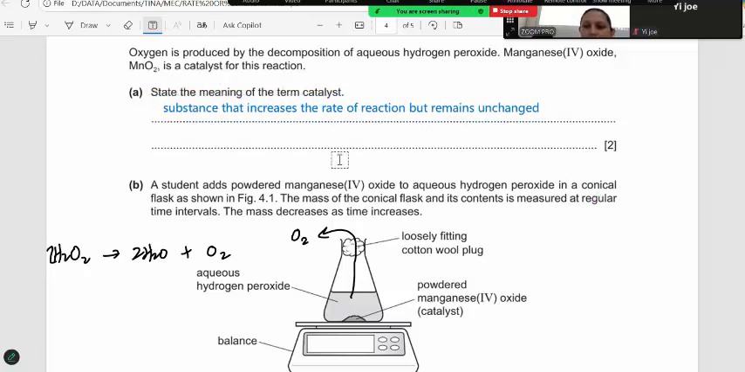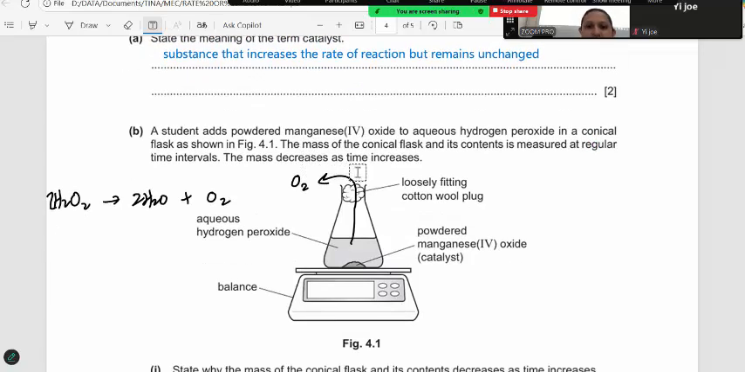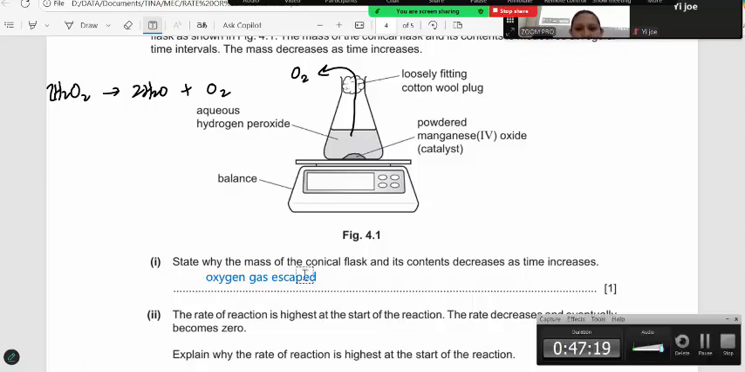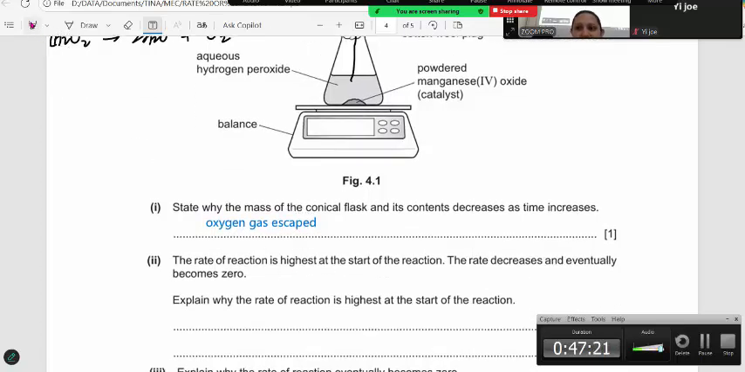A student adds powdered manganese(IV) oxide to aqueous hydrogen peroxide. So the gas escapes, which is why the mass of the conical flask and its contents decreases as time increases. The mass decreases because oxygen gas escapes. So in this kind of reaction, instead of measuring the volume of gas collected, you measure mass loss. Understand?